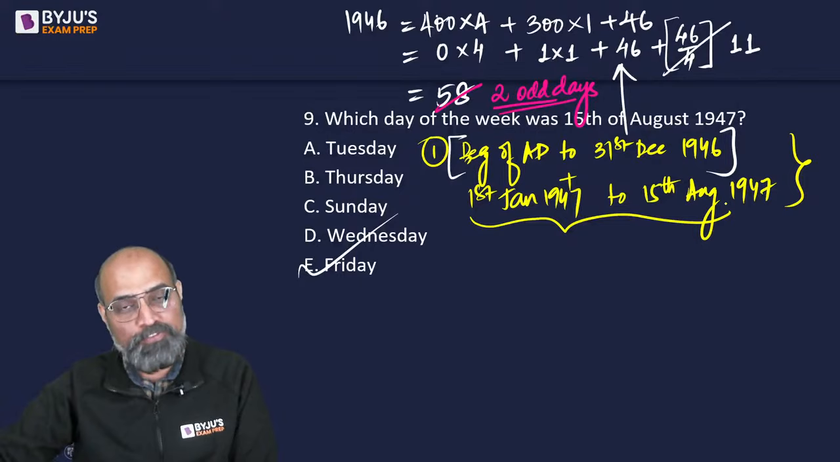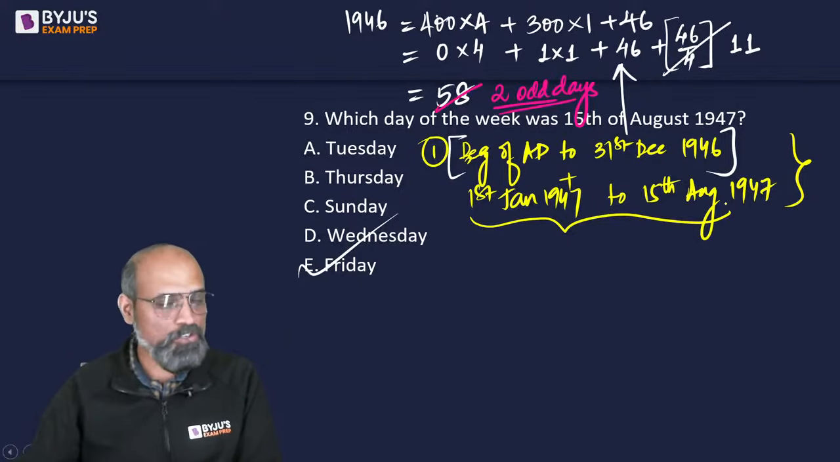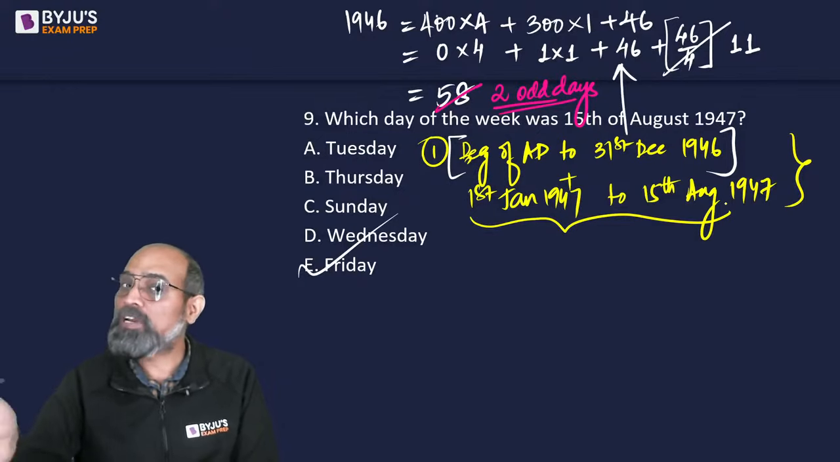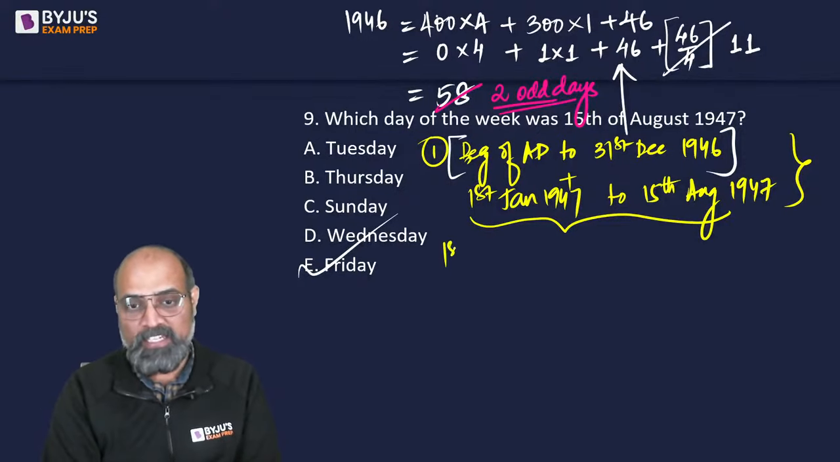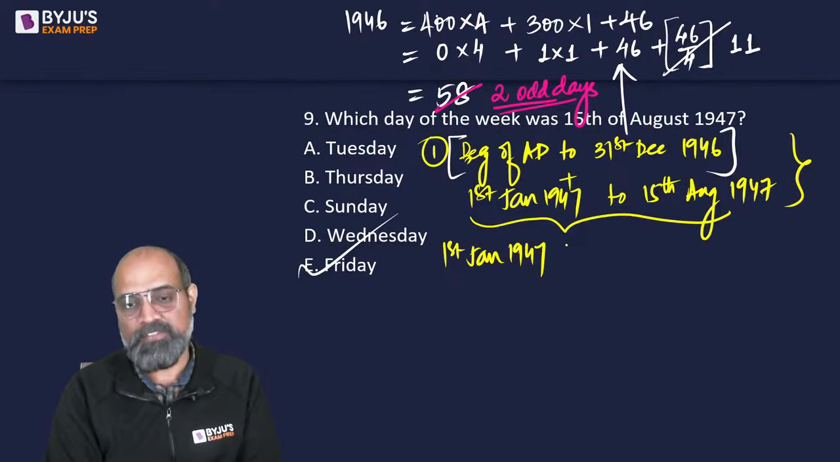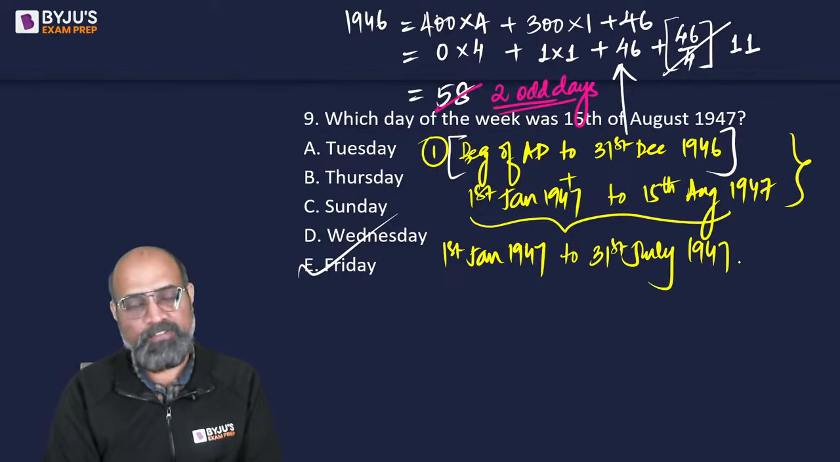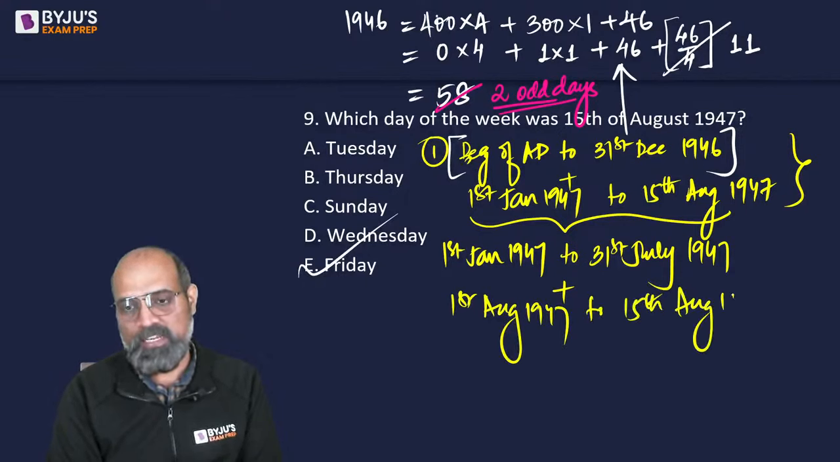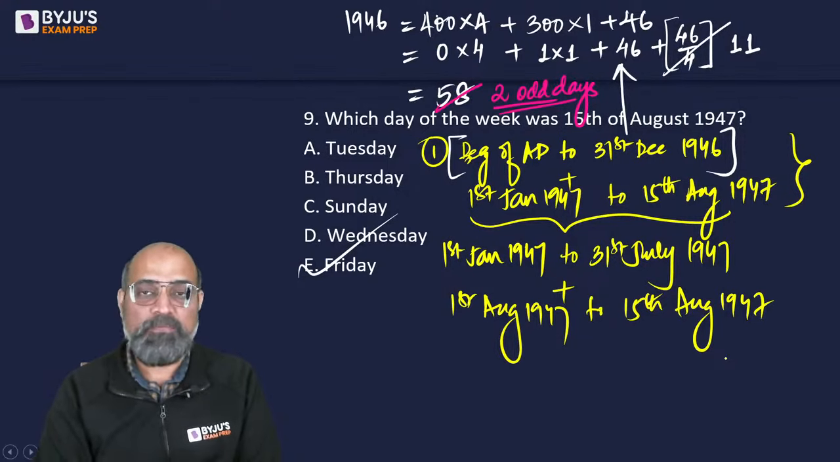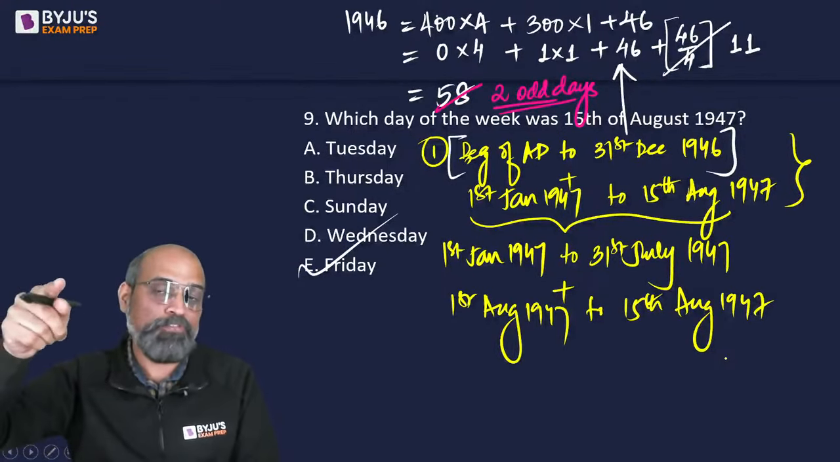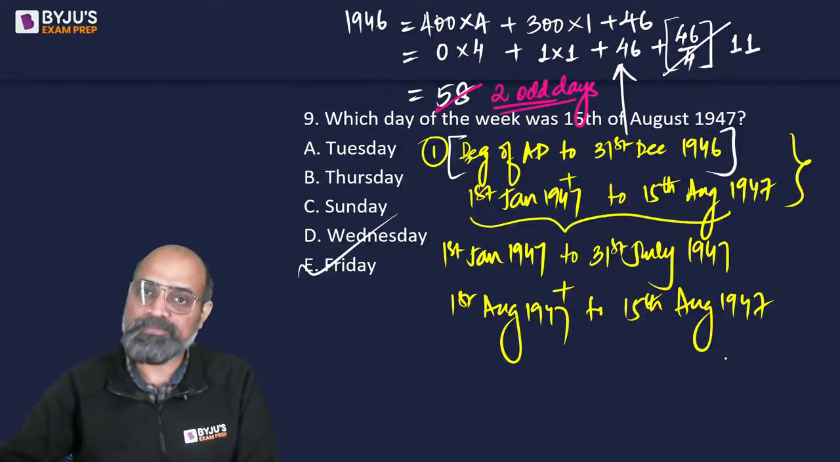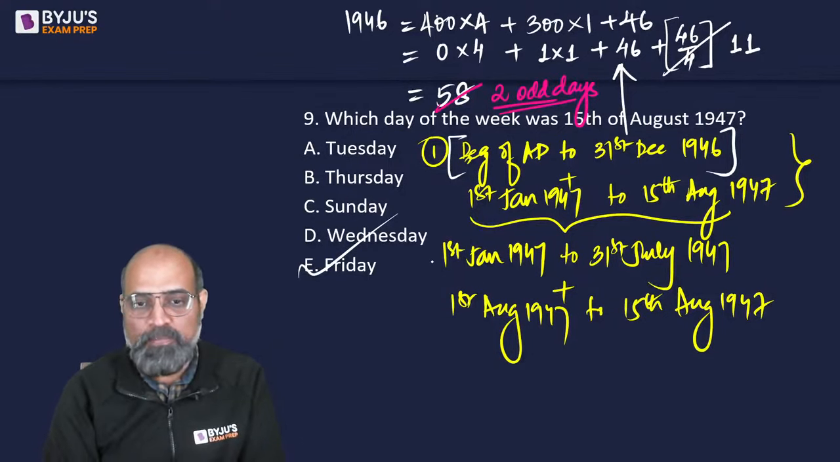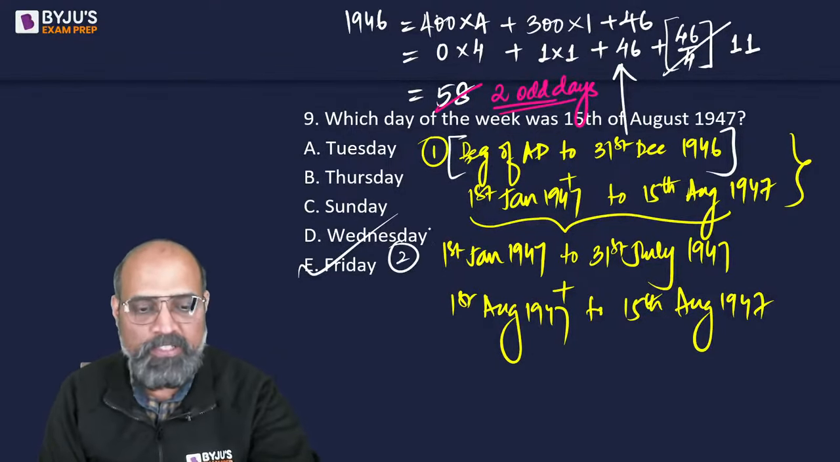Now, if I want to go until 15th of August, August is not completely over, right? So I will break it down until July, the previous month. So this further gets broken down from 1st January 1947 to 31st of July 1947, and then 1st of August 1947 to 15th of August 1947. Okay, why? Because the August month is not yet over. And why did we break it before? Because the year 1947 was not completely over.